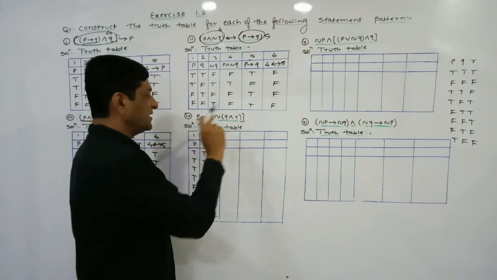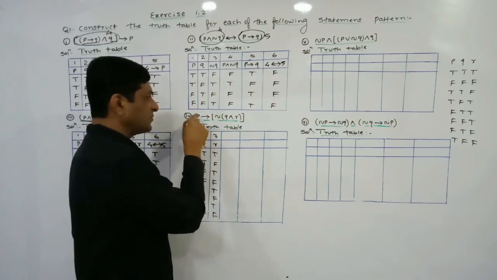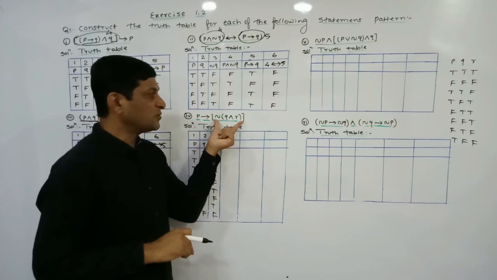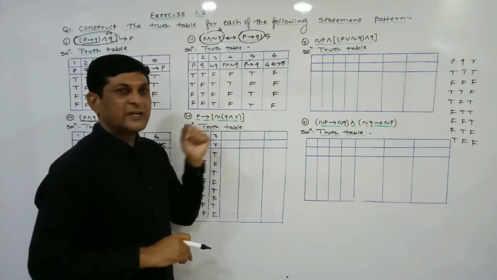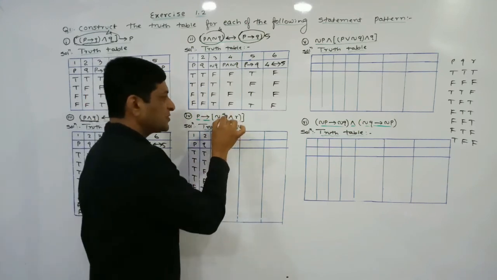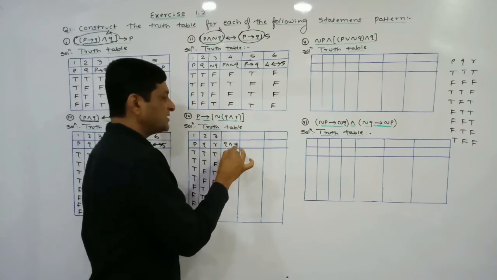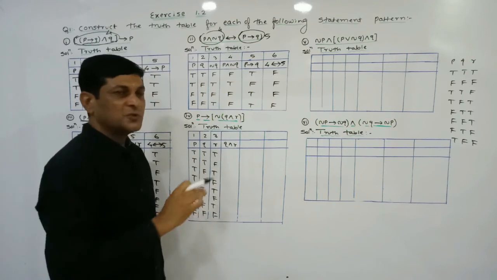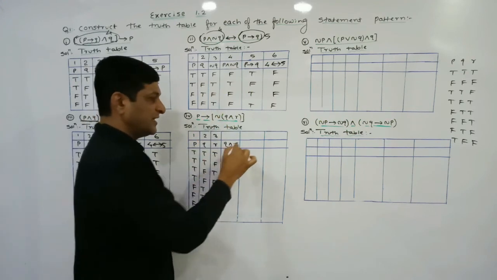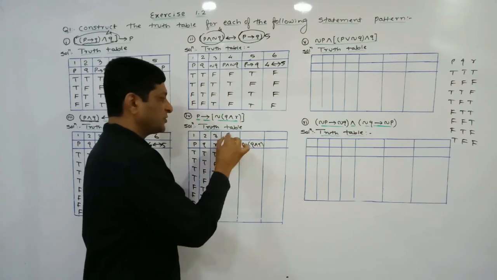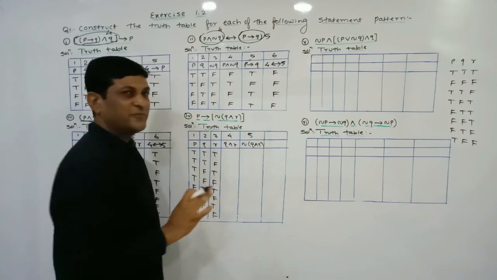If you observe here, the first part is what? P, whose truth values are known to us. Now let us try to find out the truth value of this second part. To find it, first we have to find out Q and R. Once the truth value of Q and R is known to us, then we are able to find its negation, meaning negation of what? Q and R. Denote this column by 4 and this column by 5.